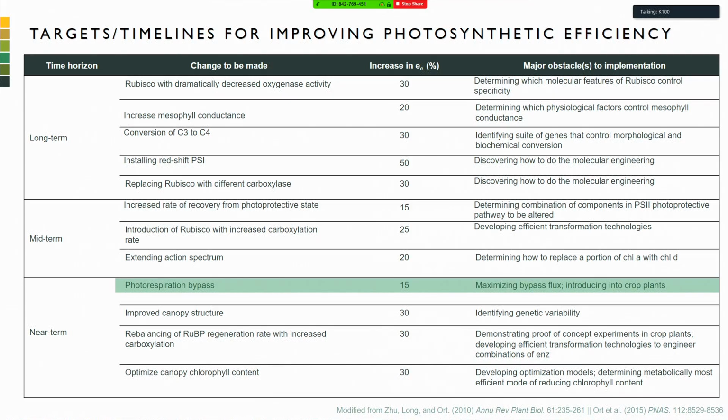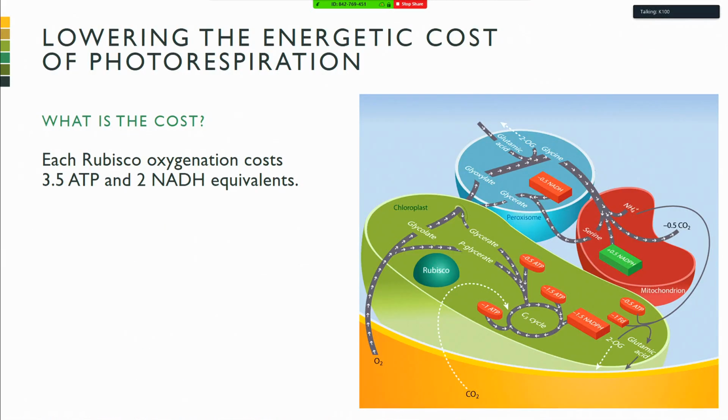I'd really like to focus on this issue of the so-called photorespiratory bypass. Photorespiration starts with the oxygenation reaction that's catalyzed by rubisco. This enzyme rubisco, the most abundant protein on Earth, what we'd like it to do is take this CO2 molecule, attach it to a 5-carbon sugar, and make 2 of these 3-carbon sugars, phosphoglycerate.